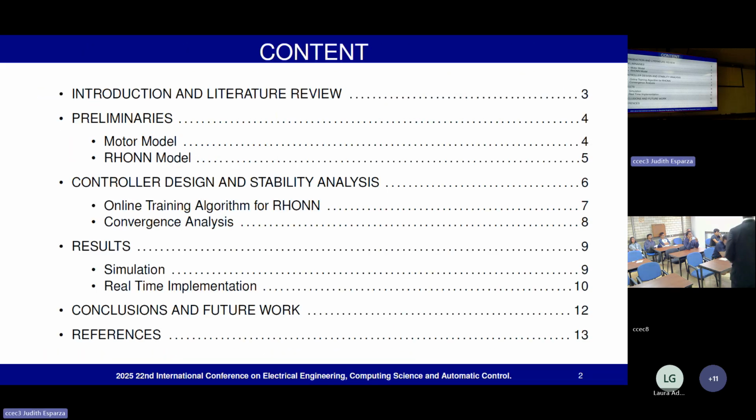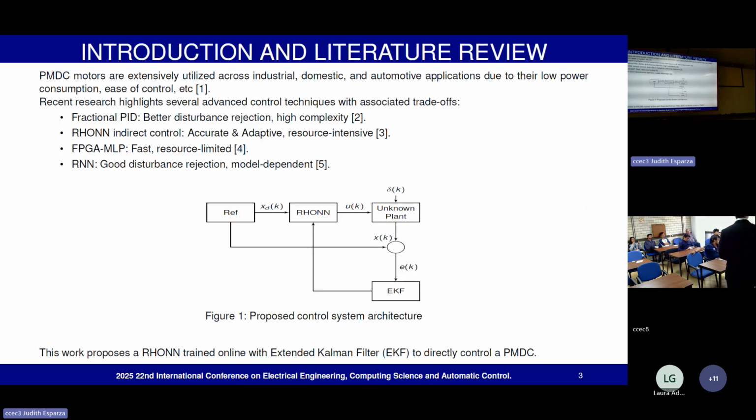and the content of the presentation is distributed as follows. We're going to start with introduction and literature review, then continue with some preliminaries, specifically the motor model and the neural network that we use. Then we're going to have the controller design and the stability analysis, following with the results divided into simulation and real-time implementation results. And finally, to end with some conclusions and the future work.